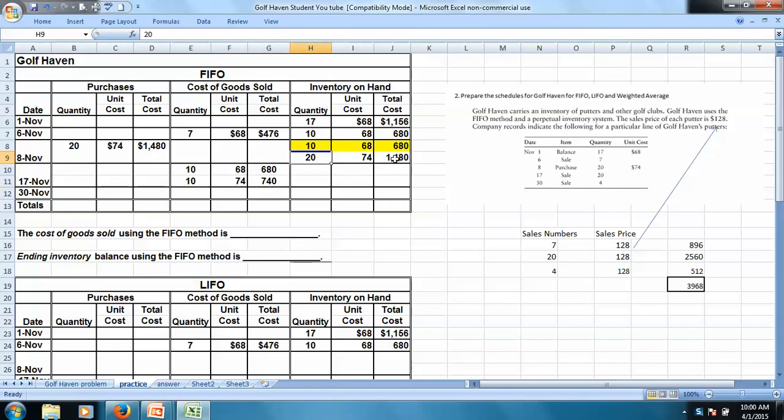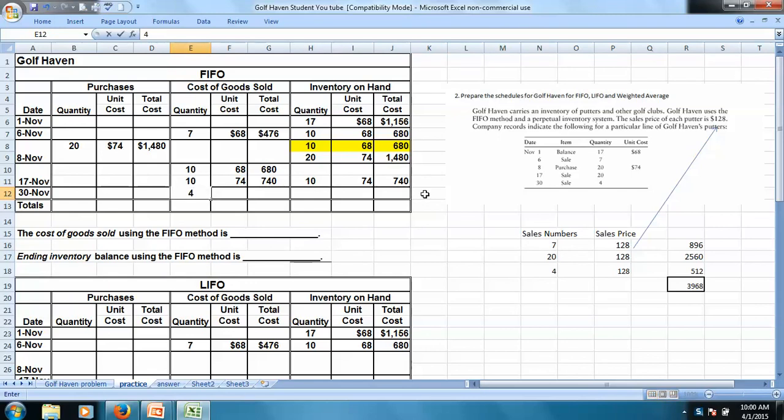So how many putters do we have left and which putters? Well, under the FIFO assumption, first one's in, first one's out. We sold 20. 10 of these are gone. It leaves in inventory 10 putters, these 10 putters at $74, and in inventory, $740.